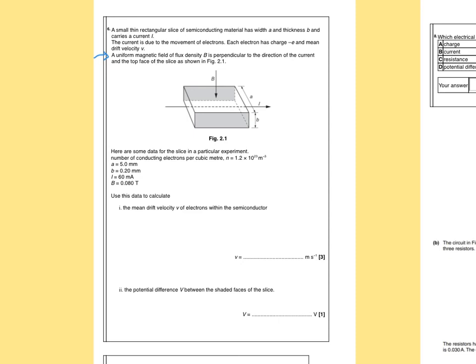It says here are some data for the slice in a particular experiment. So it tells you the number density. It doesn't even mention it, it says the number of electrons per cubic meter. It doesn't say number density, so that's why you need to make sure you know the definition. So this is N, already given. Since I know that I is equal to N E V, then I need to find the mean drift velocity.